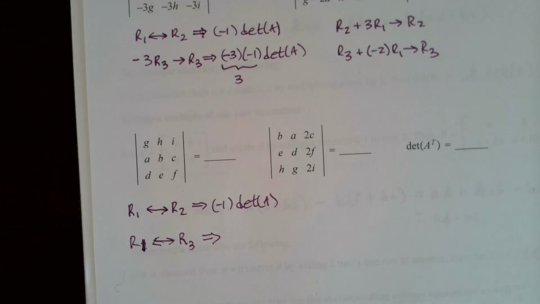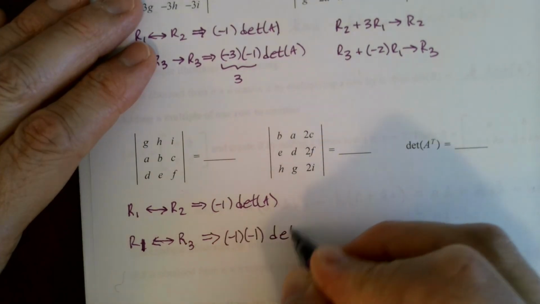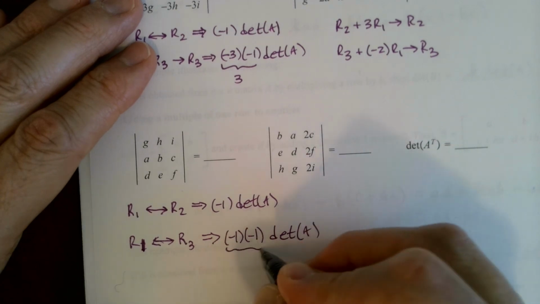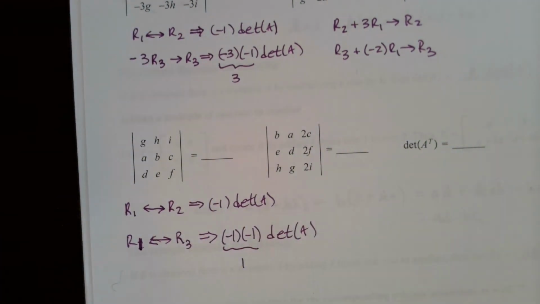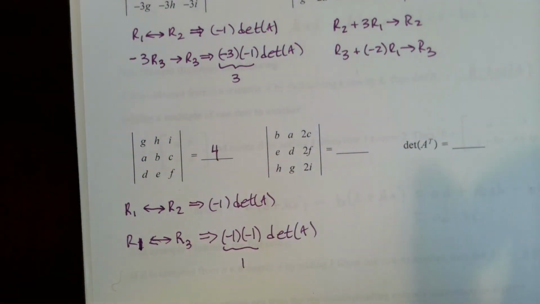So this affects it as negative 1 again, and so the net effect, of course, is what? Negative 1 times negative 1, positive 1. It's just the same as the determinant of A, which was 4. So doing 2 row interchanges is going to get us right back to the same determinant.